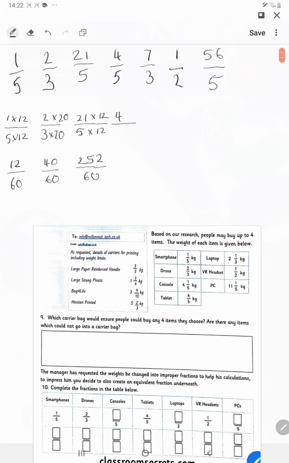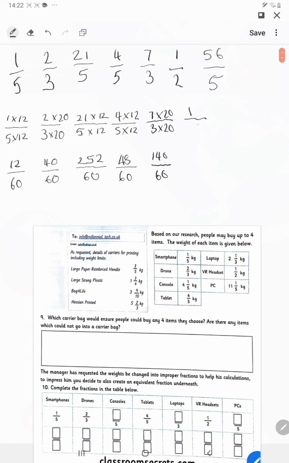4/5. We need to multiply by 12 again because we're dealing with fifths, and we get 48/60. 7/3 here. Well, to get to 60, we multiply by 20, which will give us 140/60.